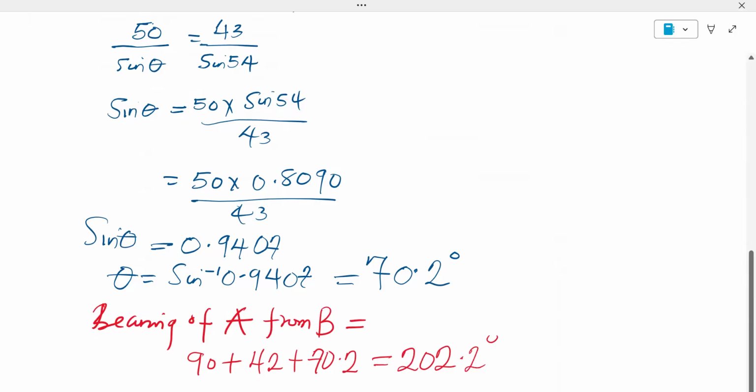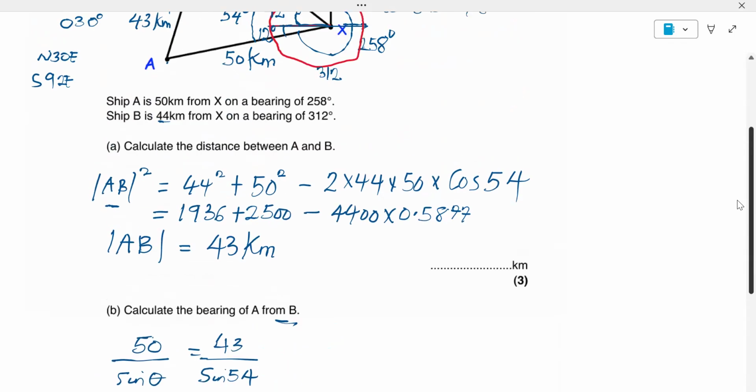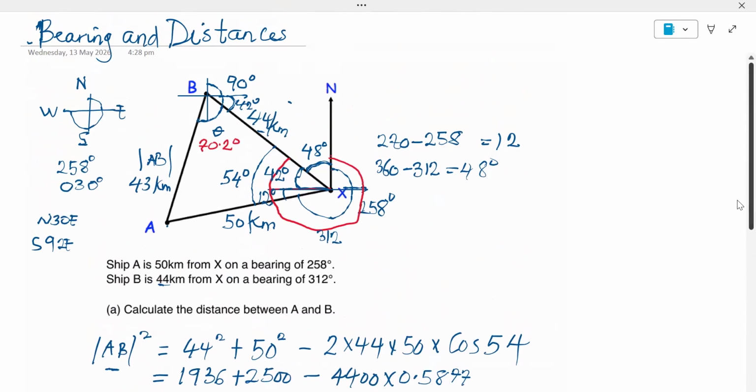So in summary, for you to better understand bearing and distances, you need to understand sine and cosine rule perfectly. You need to know when to use them and when not. You also need to have a good knowledge of angle properties. That will also help you in attending to problems that have to do with bearing and distances.